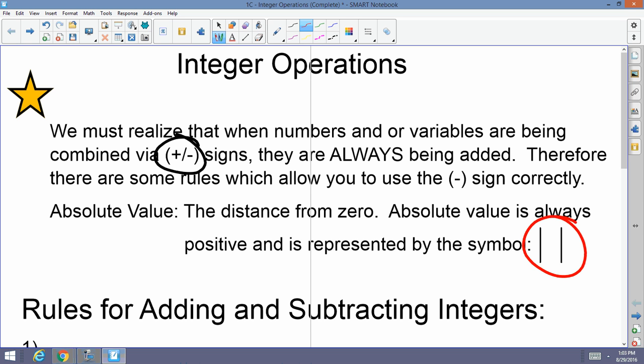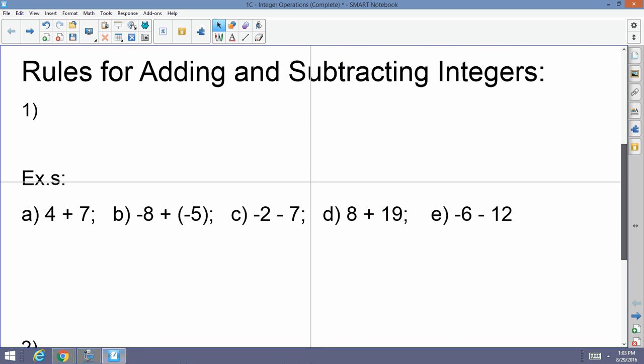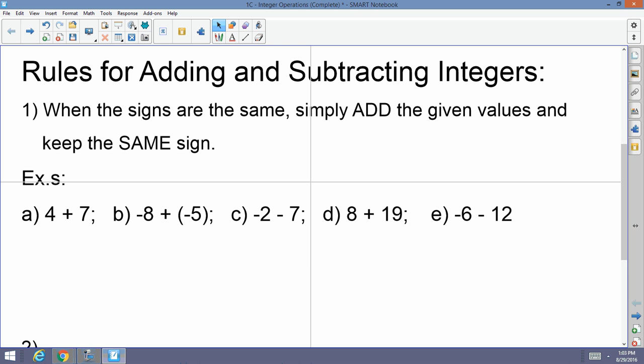Let's talk about the rules for adding and subtracting integers. We're really only adding them, and I'm going to explain how that works right now. Rule 1: when the signs are the same, simply add the given values and keep the same sign. When the signs are the same, add and keep the same sign.